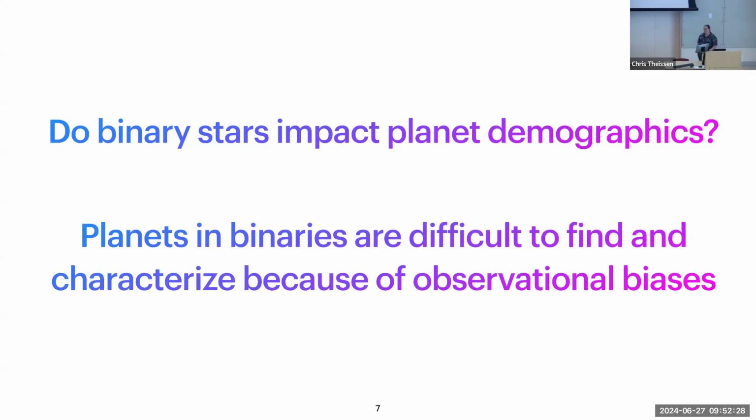The challenge here is that planets and binaries are really difficult to find and characterize because of observational biases, which I'm totally going to gloss over. But just trust me that they're hard to find. But thankfully, some of them have snuck into samples like the Kepler sample.